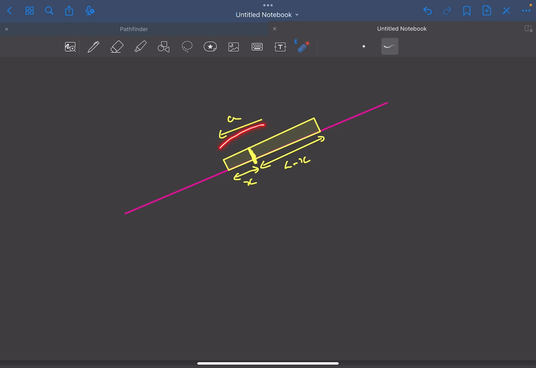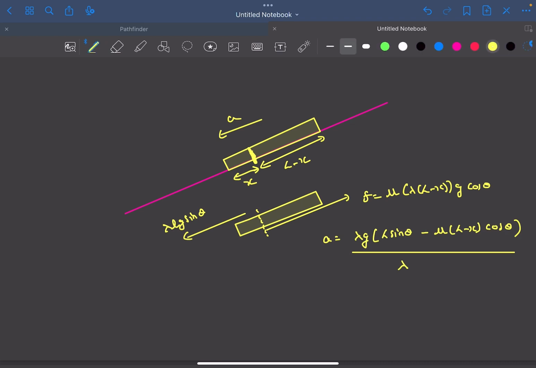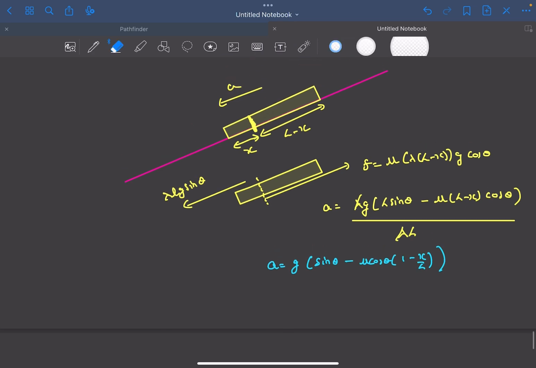If we take this rope as a system and try to draw its FBD, on this part of the rope, there will be friction acting, whose magnitude will be equal to the mass of this L minus x part, that is lambda times (L minus x) g cos theta. And the driving force of the entire rope is simply mg, lambda L g sin theta. So the acceleration, we can write as that net force divided by the mass of the rope, which is lambda multiplied by L. So now we have acceleration as a function of x.